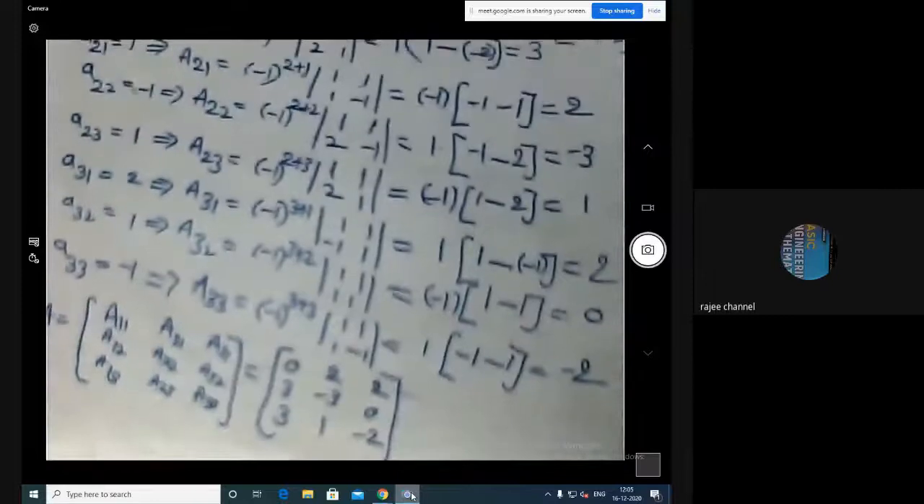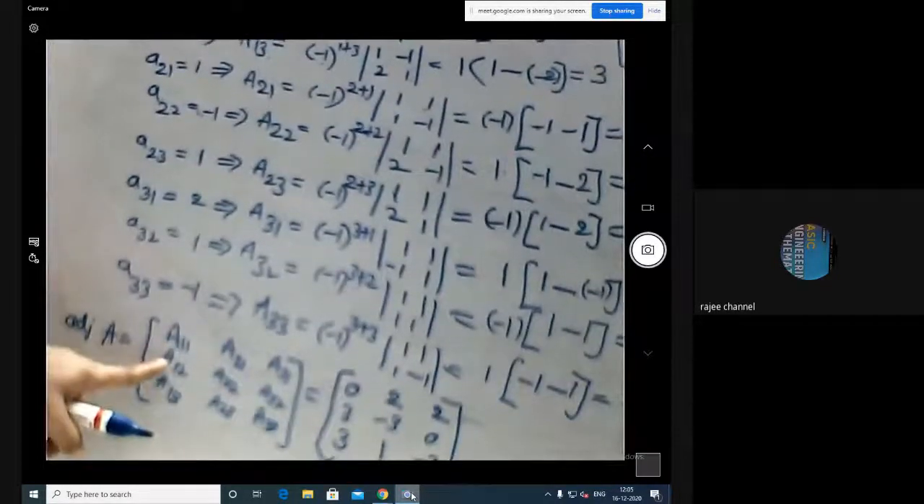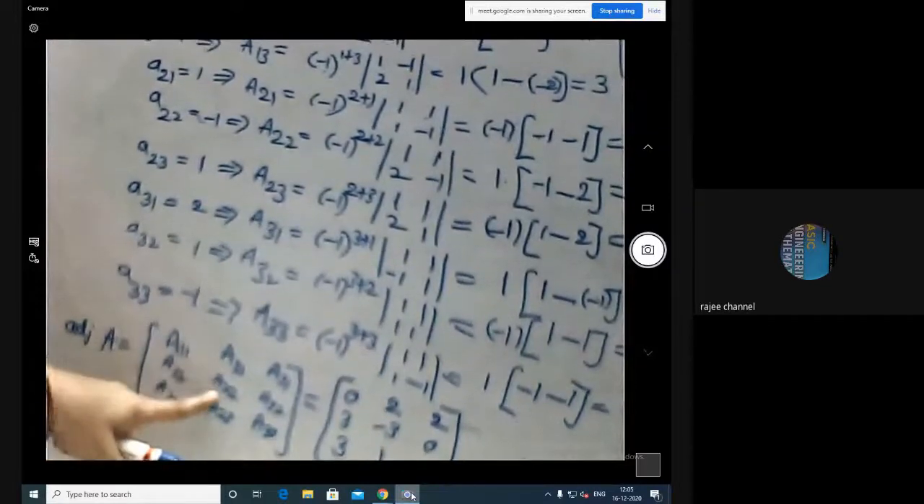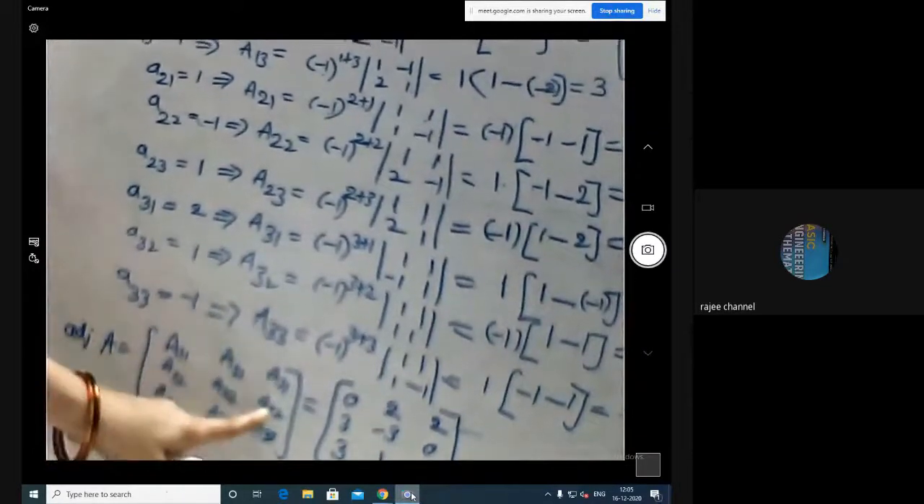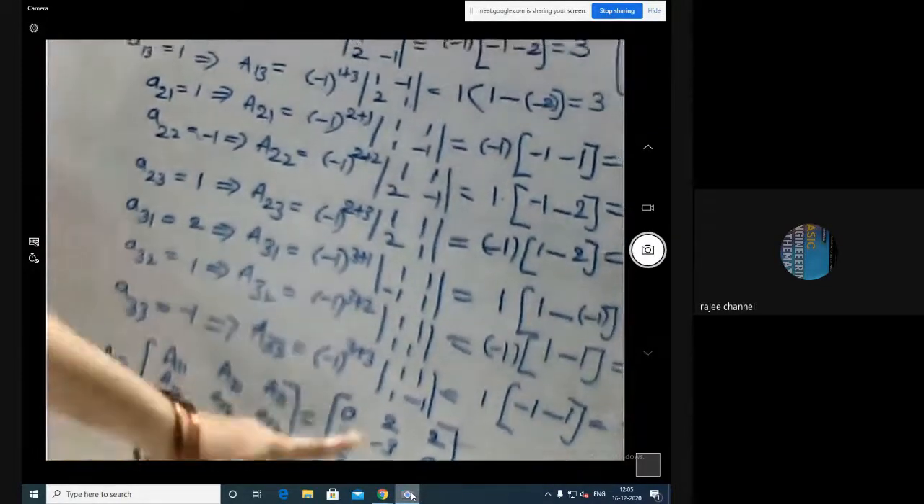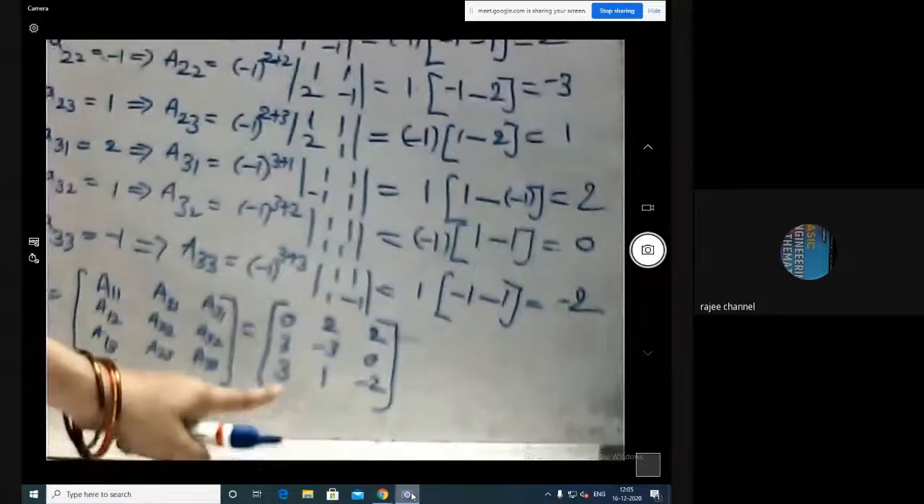We found all the cofactor elements of A by using the formula. All cofactor elements are substituted in adjoint A. The adjoint A matrix is this one: A11 A12 A13, A21 A22 A23, A31 A32 A33. So all values are substituted, that is the cofactor matrix. Okay, so now we can find determinant A.